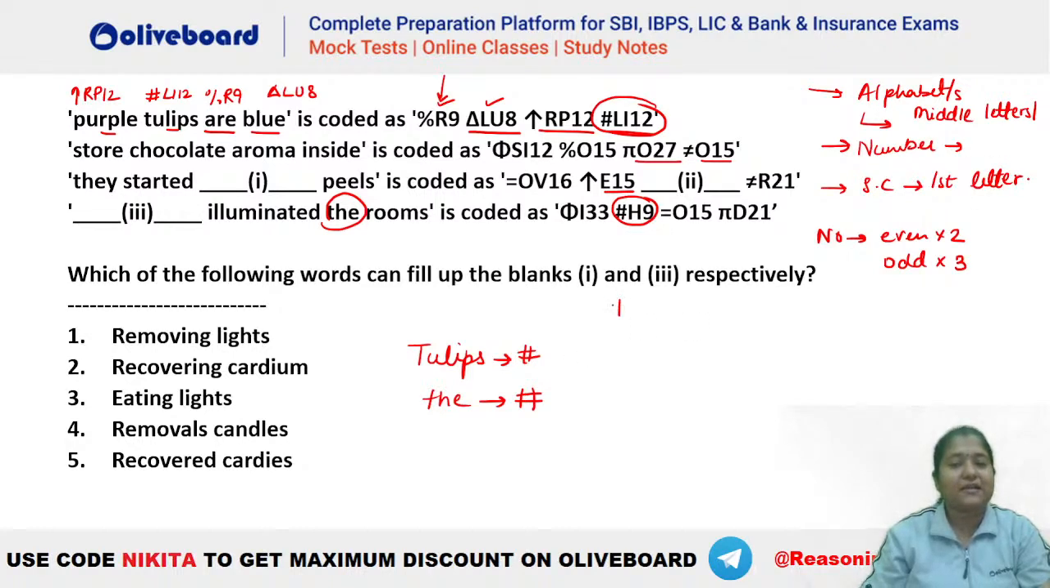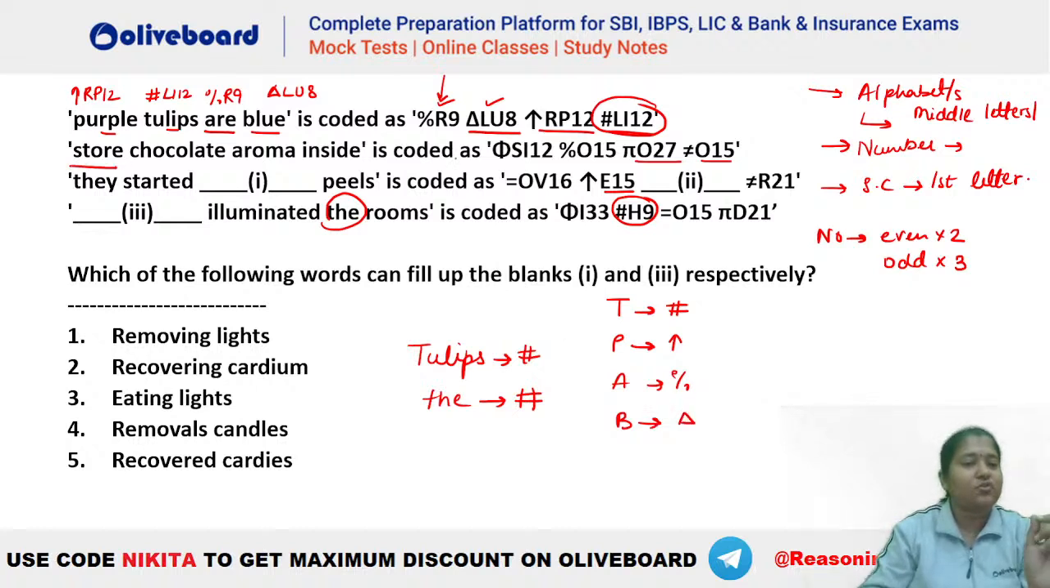You can see here that T will be representing hash. Okay. Similarly, P is this arrow, right? P is representing the arrow here. Then A is representing percentage. Triangle is B, right? So B is your triangle. Similarly, if we talk about store, where do we have a O? You can see O is here. So percentage, this STORE, right? So O is here. And do we have anywhere else?